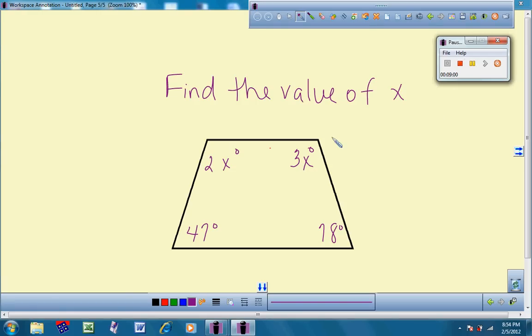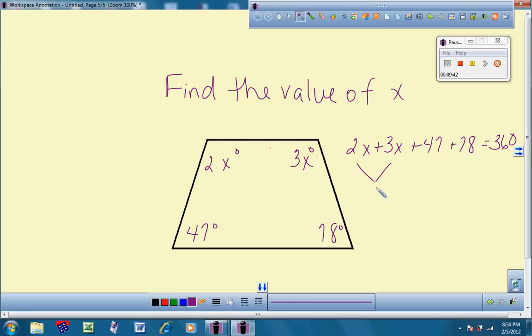Let's continue to find the value of x. The image below is one of a trapezoid. We're not making any assumptions about congruent angles or side lengths because no marks or indications have been given to us. But what we do know is that all 4 interior angles of a quadrilateral, or in this case the trapezoid, add up to 360 degrees. So you would take each one of your angle measurements here, add them together, 2x plus 3x plus 47 plus 78, and we would set that equal to 360.